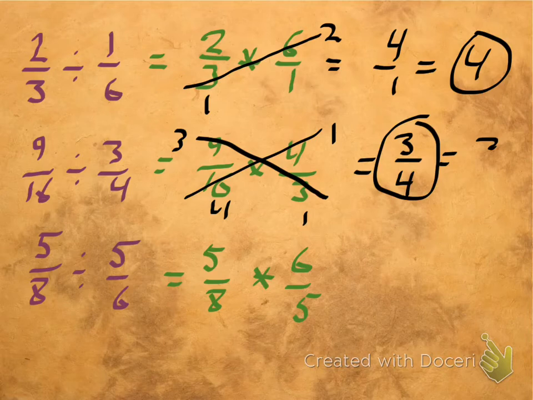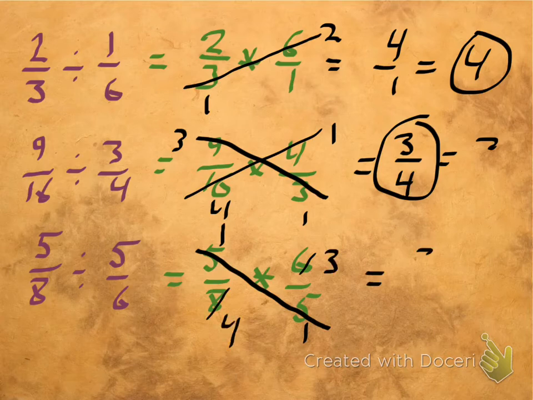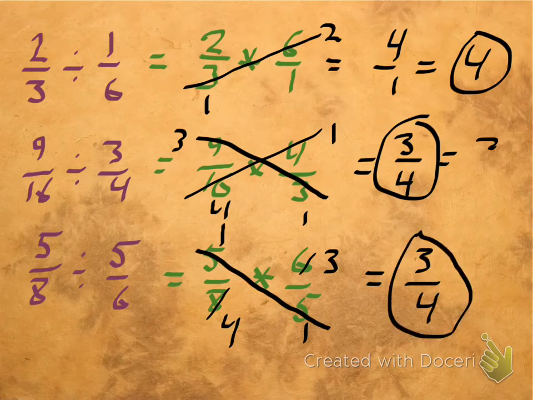5 and 5 cancel out by dividing out a 5. And 6 and 8 cancel out because of 2s. Both are 2, so you take it out, you get 3, and you get 4. And actually, this one's going to also come out to be 3/4, just like the one above it, right? Guys, that's literally all there is to dividing fractions.